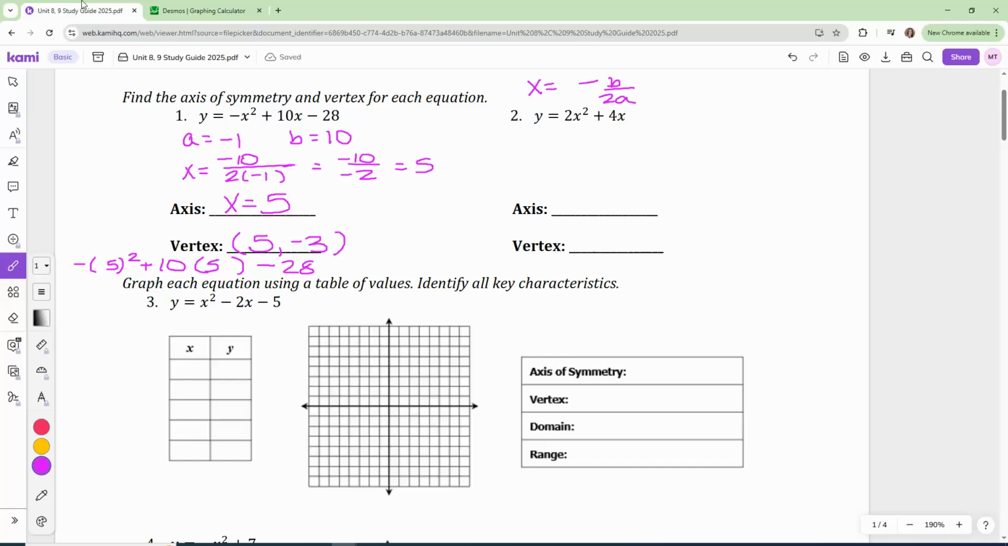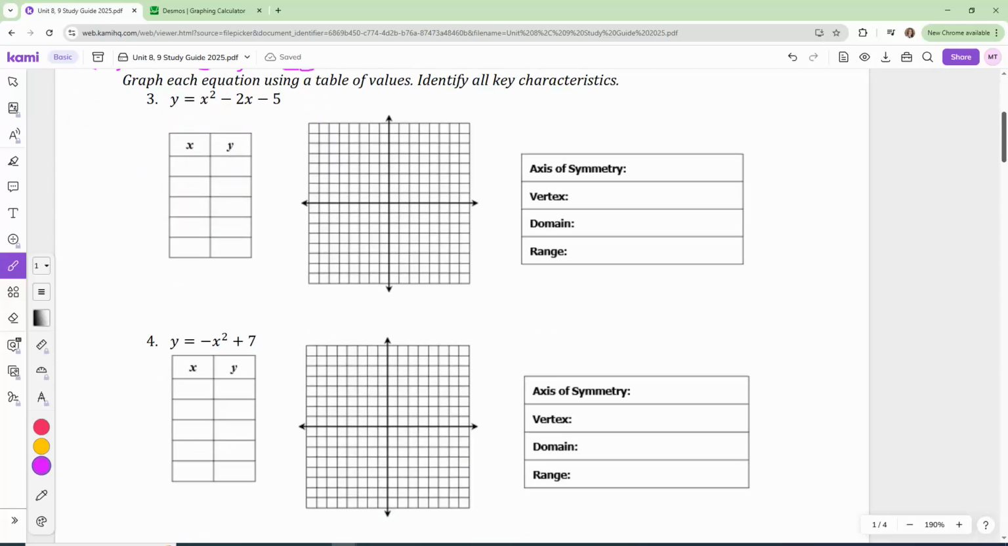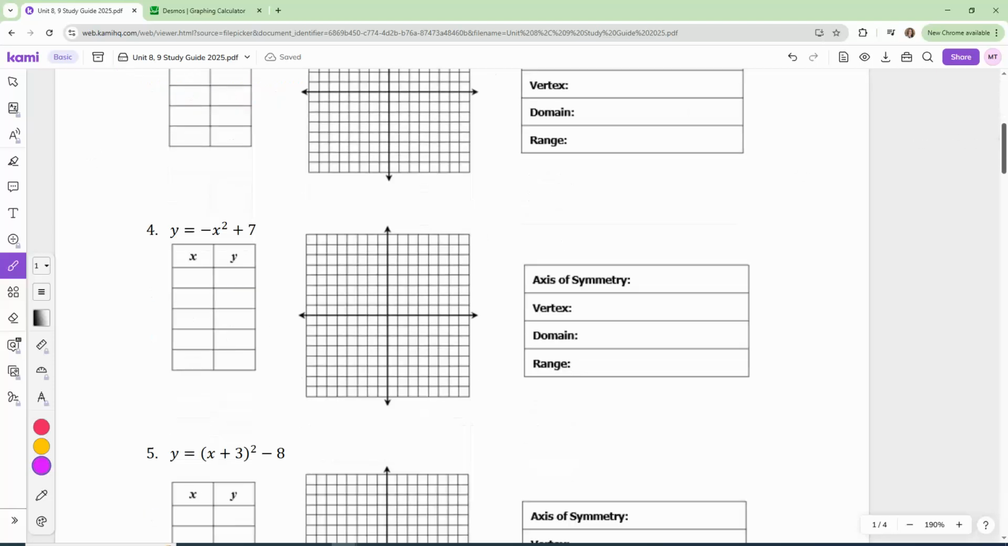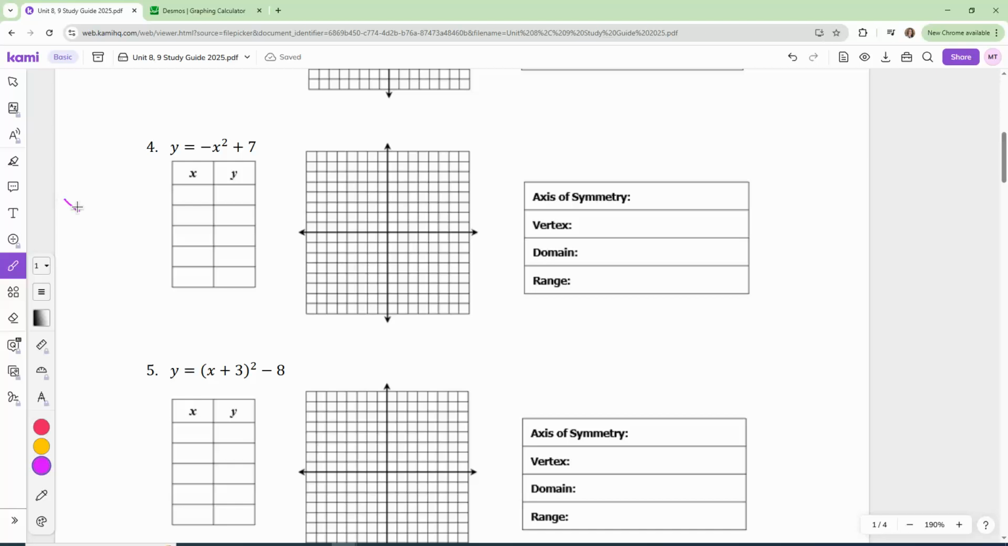All right, I want to go down to number 4 for a minute. So on the graphing ones, you guys had to find the vertex. Number 3 wasn't a big deal because you did the opposite of b over 2a. When I look at number 4, if I do the opposite of b, what is my b value? 0, because I don't have a number in front of x. There is no x. So it's the opposite of 0 over 2 times -1. So 0 divided by -2 is 0.